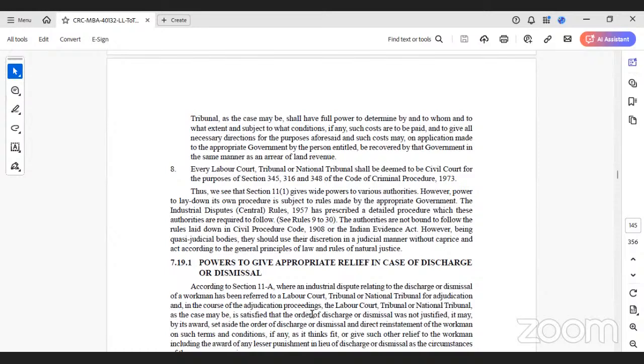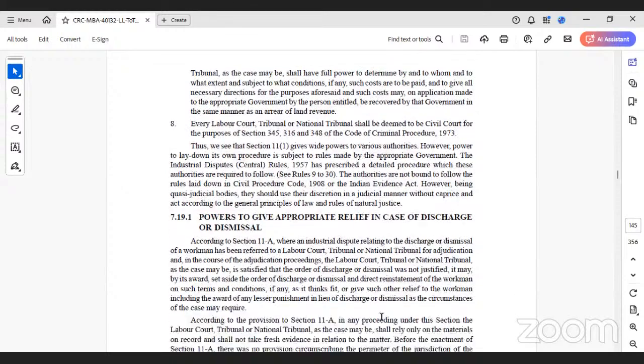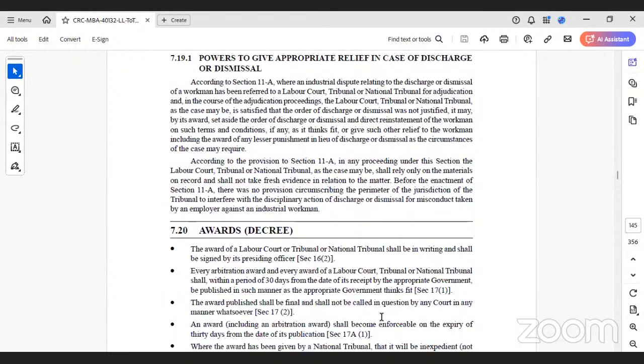So where an industrial dispute relating to the discharge or dismissal of a workman has been referred to the labor court or tribunal or national tribunal for adjudication, and in the course of adjudication proceedings, the labor court or the tribunal or the national tribunal is satisfied that the order of discharge or dismissal was not justified, it may by its award set aside the order of discharge or dismissal.